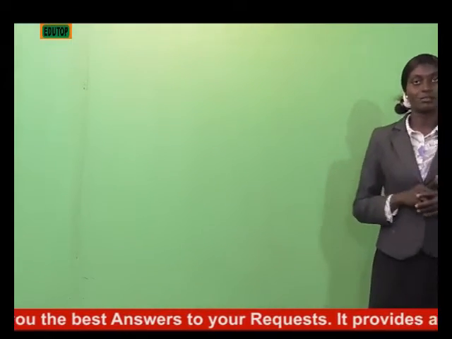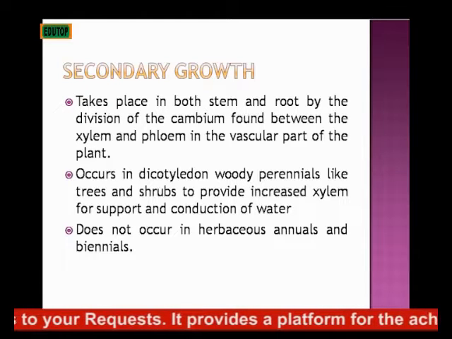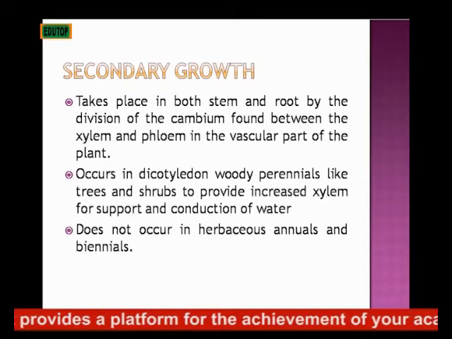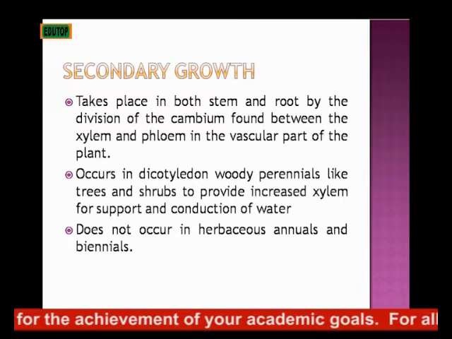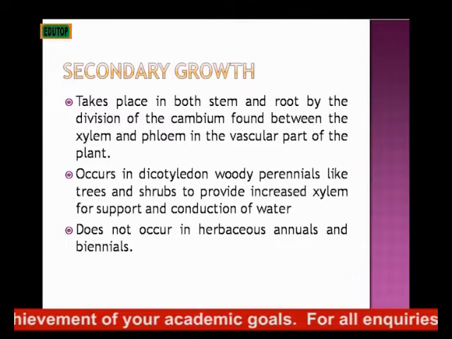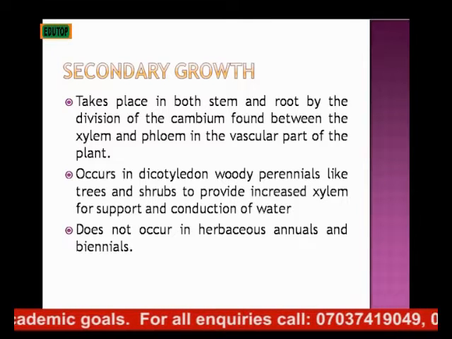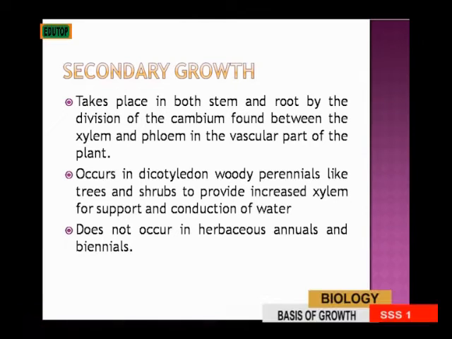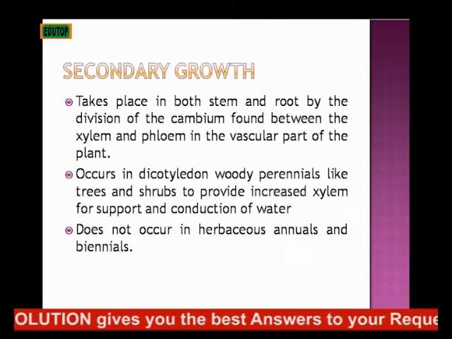Now we move on further to talk about secondary growth. Secondary growth takes place both in the stem and the roots by the division of the cambium. Note, it is not all plants that undergo secondary growth. Why? Cambium is very, very essential for secondary growth. For instance, in monocots, you don't have secondary growth because they don't have cambium. It's only in dicots that you have secondary growth occurring because they have cambium.